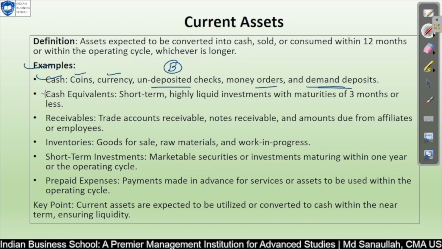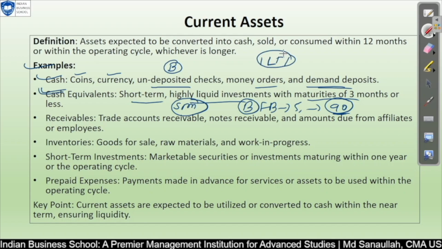Other current assets are cash and cash equivalents, like short term highly liquid investments, maybe in the share market you have invested, or maturity, anything. For example, you have purchased a bond or an FD for 365 days or maybe for 5 years, but it is going to mature within 90 days, so that will be considered as cash and cash equivalent, though it was classified as long term earlier. When you see it is less than 90 days, then you have to pass the entry and reclassify it into the cash and cash equivalent section of your balance sheet.